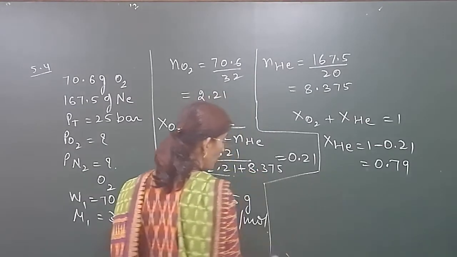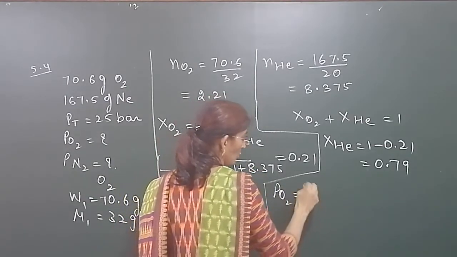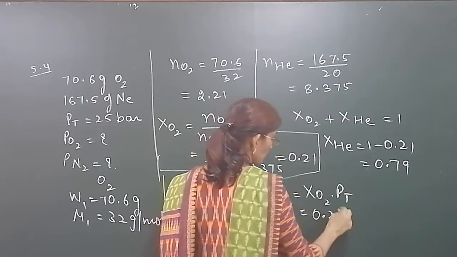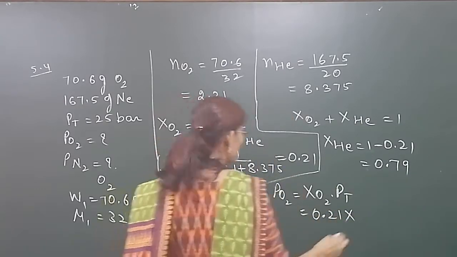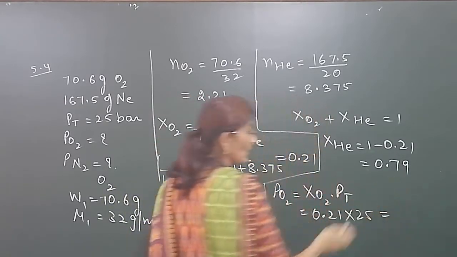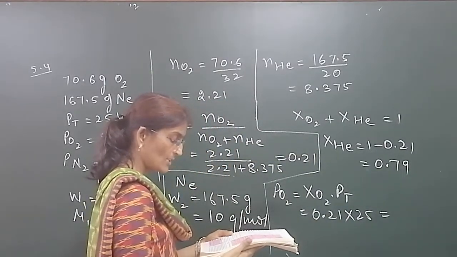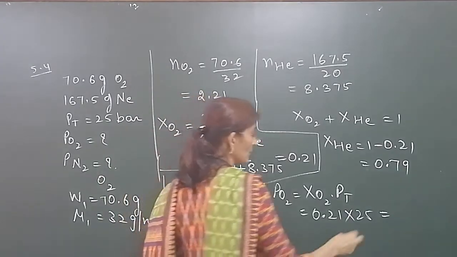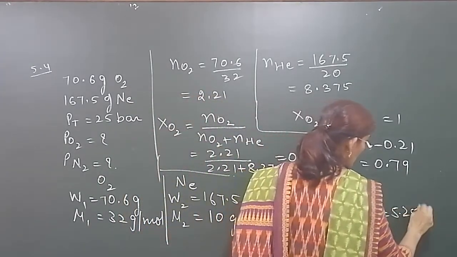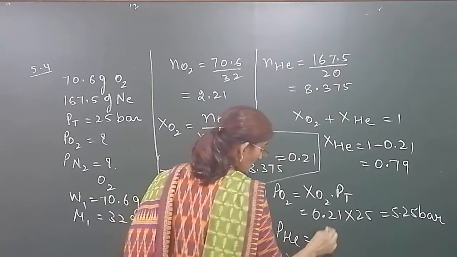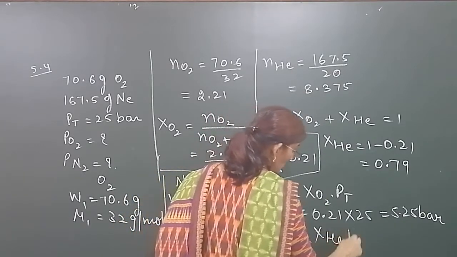What is the partial pressure of oxygen? Mole fraction of oxygen into total pressure. Mole fraction of oxygen is 0.21 and total pressure is given as 25. By multiplying these two we get the partial pressure of oxygen gas, that is 5.25 bar. How to find the partial pressure of neon? Mole fraction of neon into total pressure.